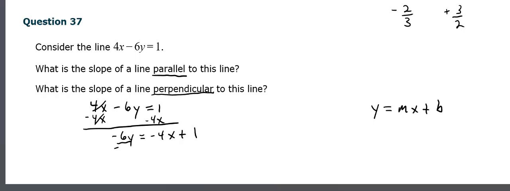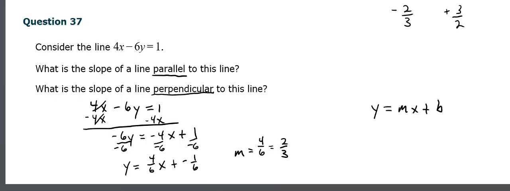And then dividing by our coefficient, -6. So remember, a negative over a negative is a positive. So that gives us y equals 4/6x plus -1/6. So our slope is 4/6, which can be simplified by dividing each by 2 to 2/3.